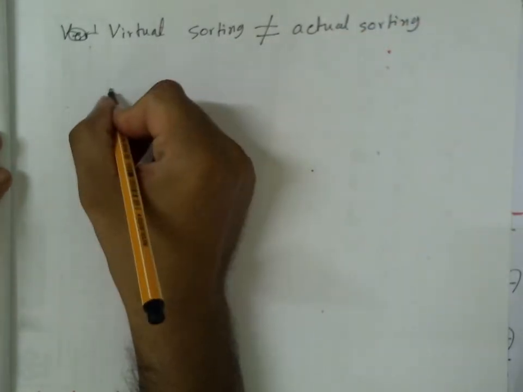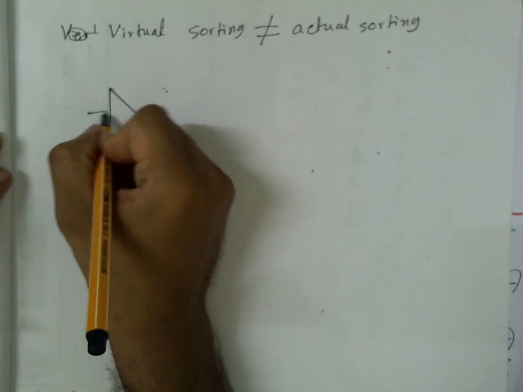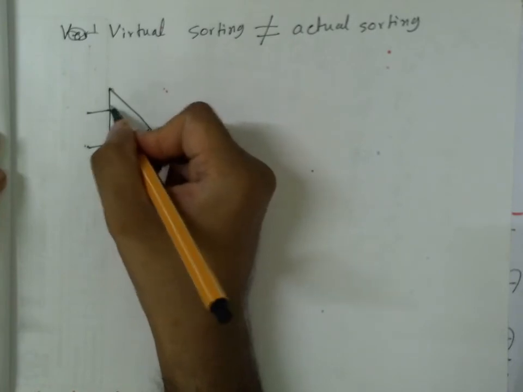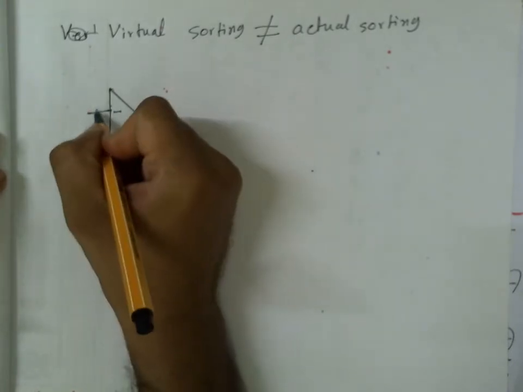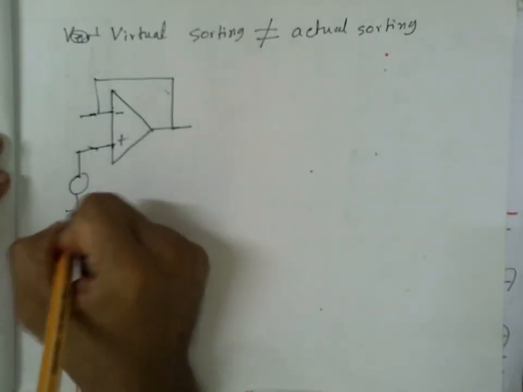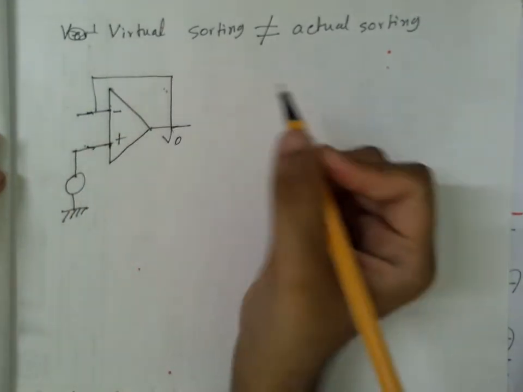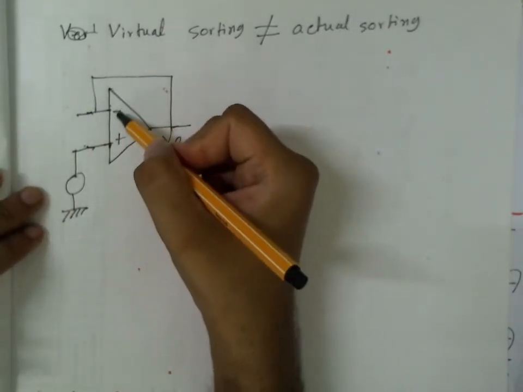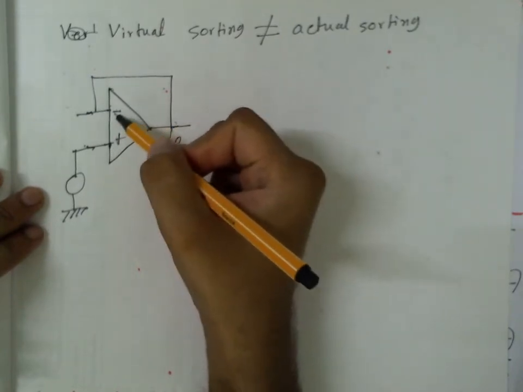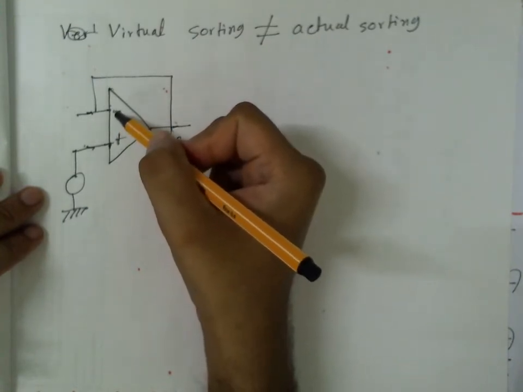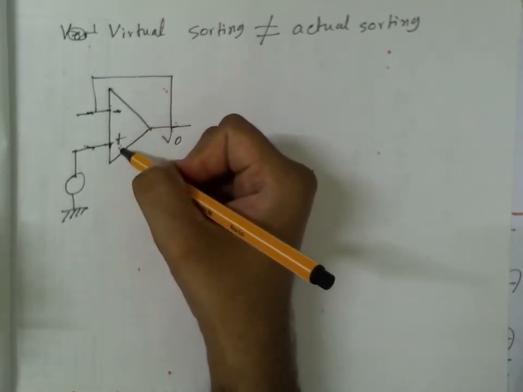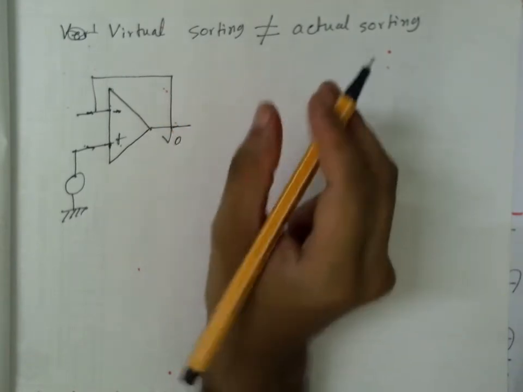Why? If we have two terminals which are actually shorted, firstly these two terminals will have exactly the same value. Let me draw this diagram once again. This is connected to a voltage source, and this is VO. Actual shorting implies that these two have exactly the same value, but in this circuit, these two will not be exactly the same; this will be at a slightly lower potential than this. How much lower? That depends on this resolution.